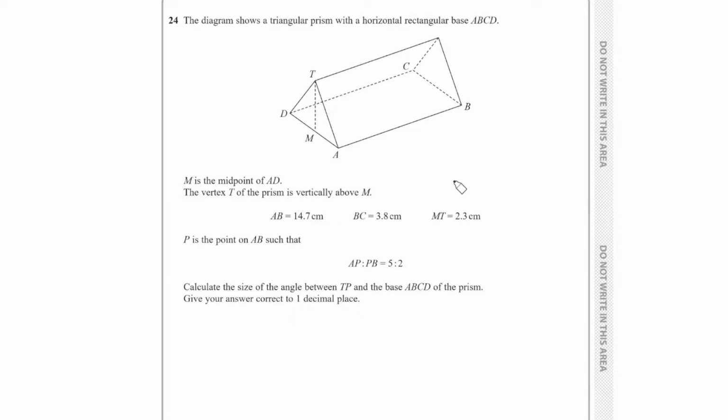Then we've been given this information, which they haven't labelled, so I'm going to label that. So 14.7, you try and write it clear enough. 14.7 is that one, and obviously then CD as well. BC is 3.8, which means this one is also 3.8 because it's a rectangle. And then MT is 2.3. It's kind of hard to label it without covering everything up.